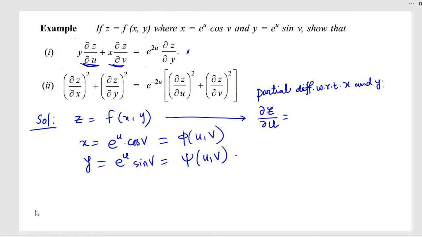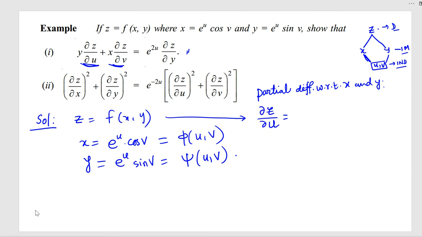In terms of u, so here z is there, here you have x and y, and here you have u comma v. So this is the dependency relation. These are intermediate, this is dependent, and these are independent.